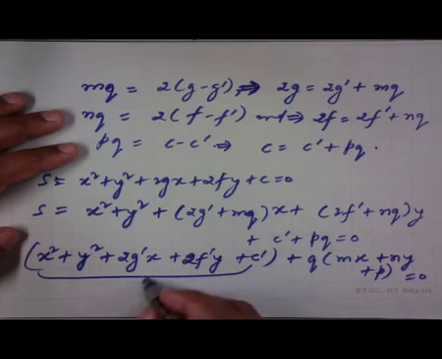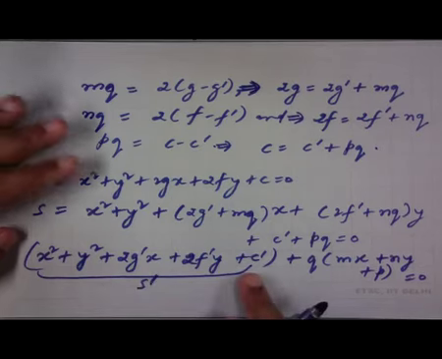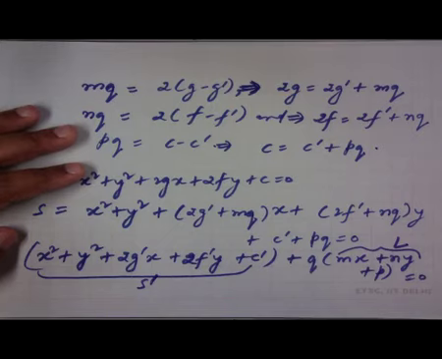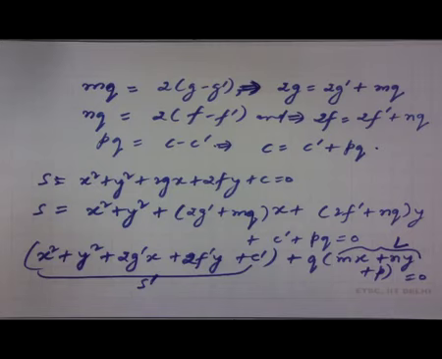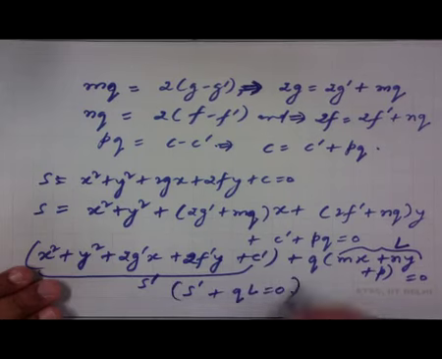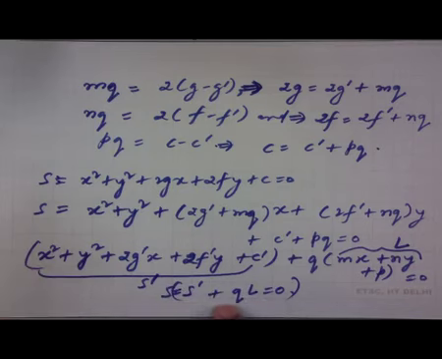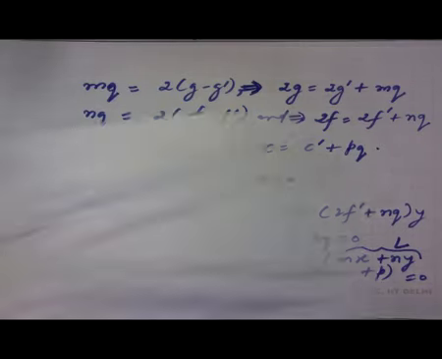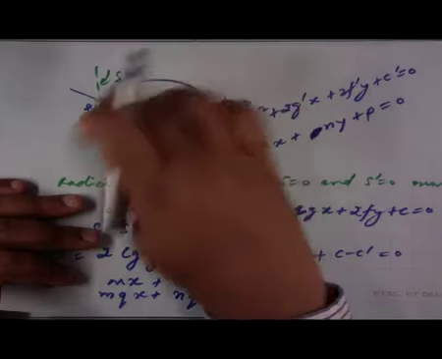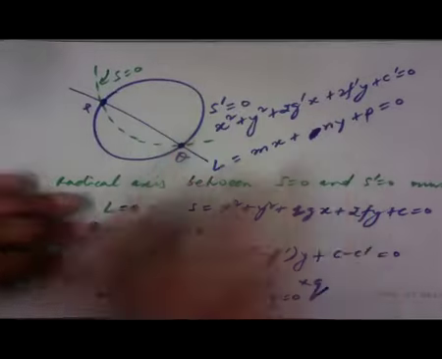But note that this is nothing but S prime, the polynomial S prime, and this is the first degree polynomial L. And therefore, the general equation for all such circles becomes S prime plus Q L equals 0. So, S is equal to S prime plus Q L equals 0. As we change this Q, which is real valued here, we get different circles from this family of circles, which will pass through these two points P and Q, where P and Q were the points of intersection of the given circle S prime with the given straight line L.